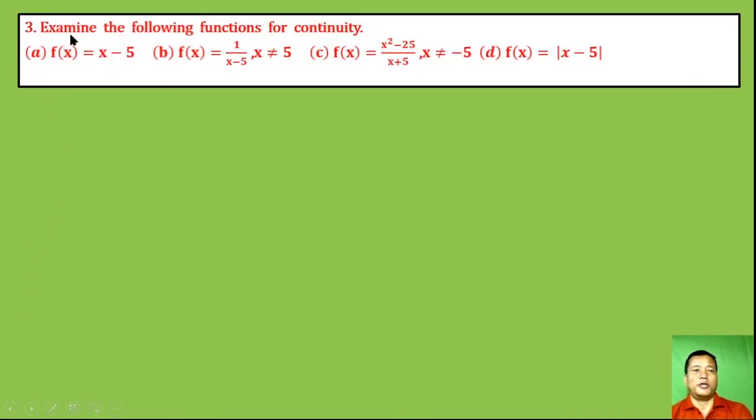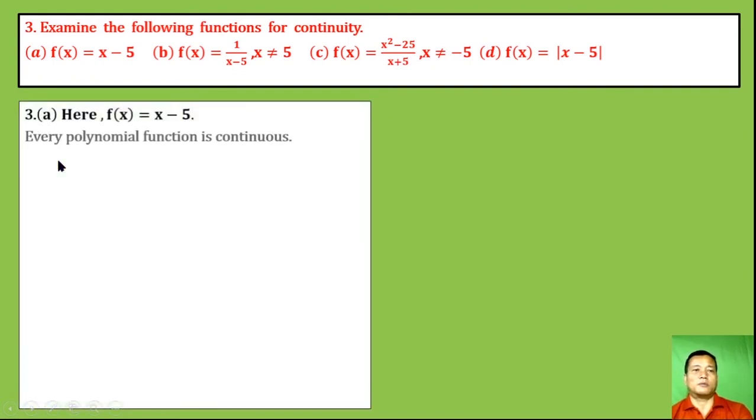Question number 3. Examine the following functions for continuity. A. f of x equal to x minus 5. B. f of x is defined as 1 by x minus 5 where x does not equal 5. C. f of x is x square minus 25 by x plus 5 where x does not equal minus 5. D. f of x is equal to modulus of x minus 5. Let us test one by one.